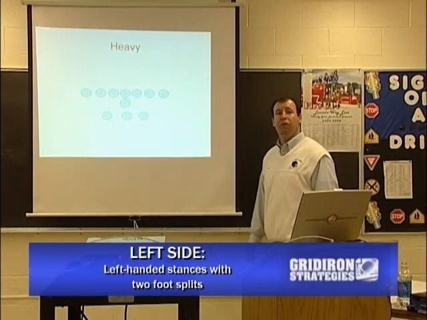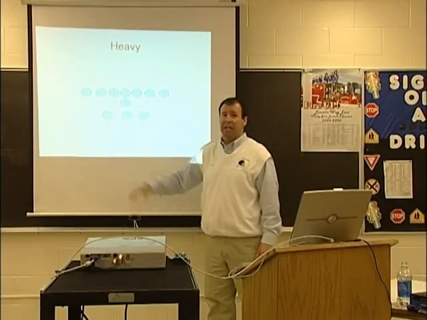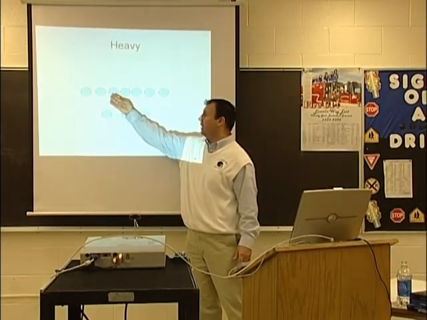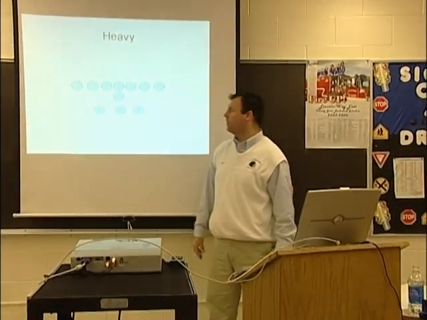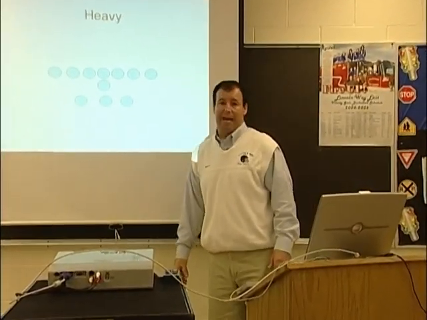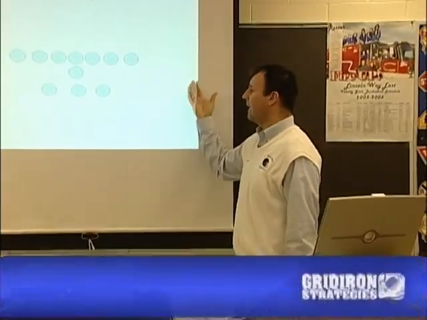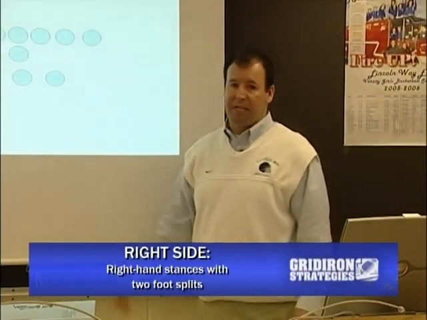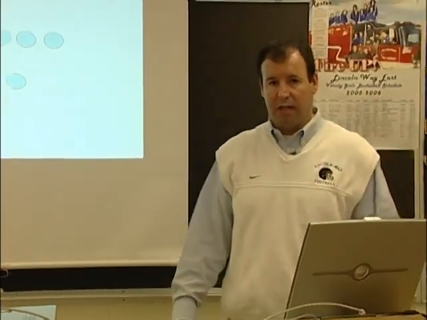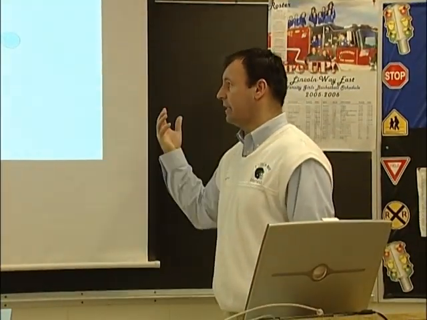We will have 2-foot splits along the left side. So 2 foot between the guard and the center, 2 foot between the guard and the tackle, and the tackle and the tight end. Same thing on the right-hand side. The only variation of the right-hand side is they'll be in right-handed stances. So left is left-handed stances, right is right-handed stances.